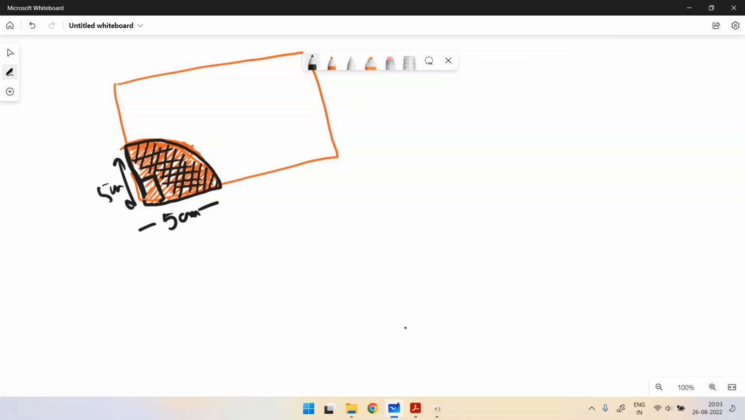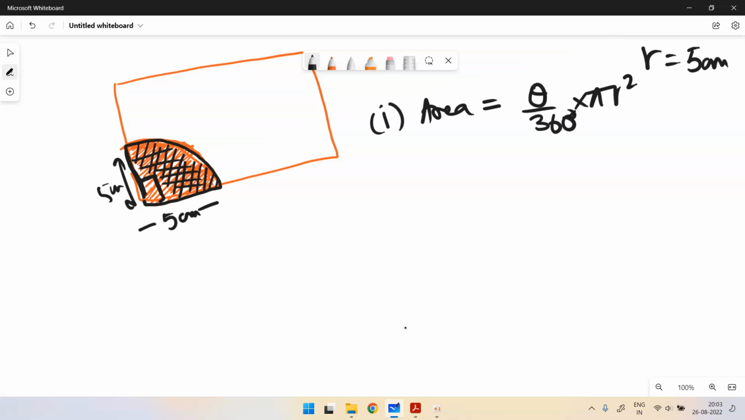Area of field that horse can graze will be theta by 360 into pi r square, where r here is 5 centimeter. This is first part. Put the value. Theta is 90°, as this is a square, so this is 90°. Put the value, get the answer.